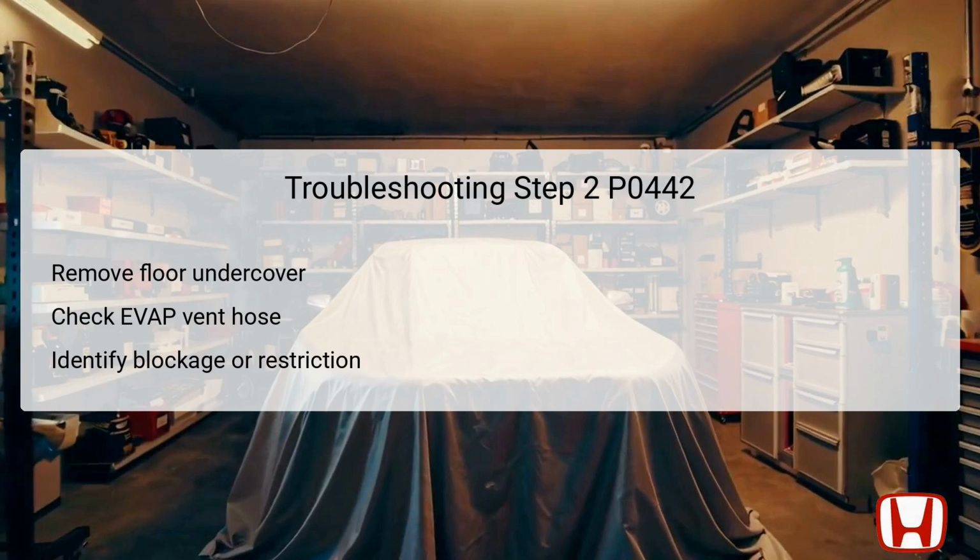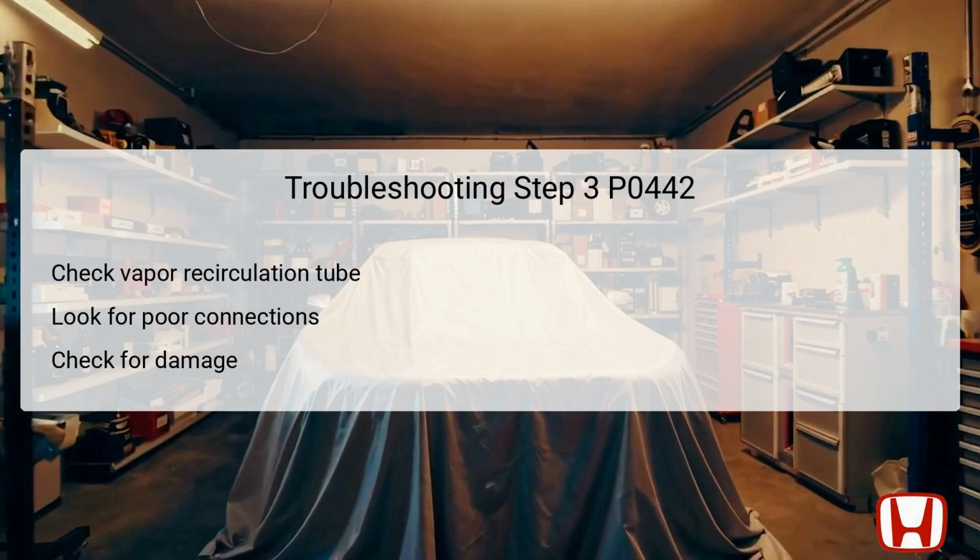In step 2 of troubleshooting, one must inspect the EVAP canister vent hose. To do this, start by removing the right front floor undercover, granting access to the relevant components. The vent hose should be checked for any sign of blockage or restriction, which would prevent vapors from circulating correctly. It is crucial to visually and physically inspect this hose, as even minor blockages can lead to significant pressure issues within the EVAP system, subsequently causing fault codes to trigger. If you do find a blockage, it is essential to remove it. If the hose appears compromised, you may need to replace it entirely to ensure proper function.